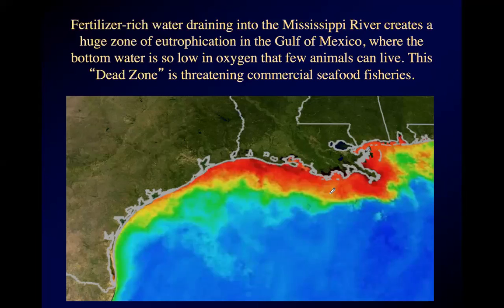And that might sound nice, but the algae live, they die, they sink to the bottom, and the decay of those algae consumes the oxygen. So we have this zone of the Gulf of Mexico that's called the dead zone, where not very much can live. And the dead zone has gotten larger, and it is potentially a threat to commercial seafood fisheries, because the US gets about 1/3 of its seafood from the Gulf of Mexico.